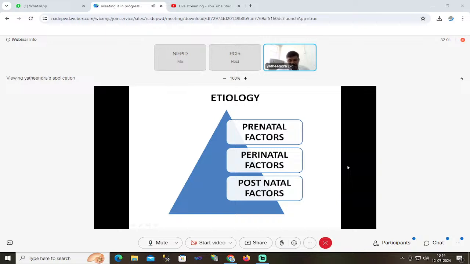As I was discussing earlier at the start, what are the factors for this brain damage? There are a number of reasons for the brain damage. It can be with the prenatal, the perinatal, and the postnatal factors. So what are the main important prenatal factors? What are the perinatal factors? And what are the postnatal factors? That we'll see in detail.